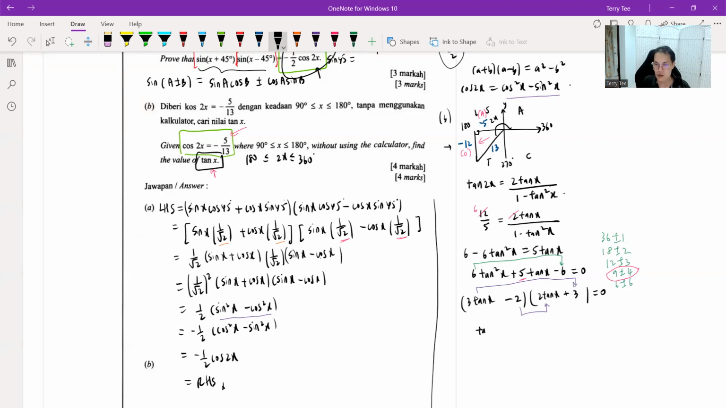So here your tangent x is either 2 over 3, well, did I make a mistake here? This one should be 9, 4. 2 over 3 and negative 3 over 2. Okay, 2 over 3, negative 3 over 2.